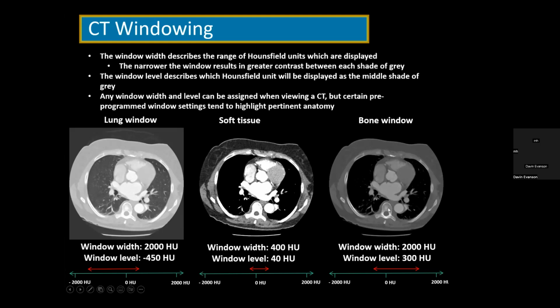And then if you want to see the bone cortex well, we put on bone windows. We're going to be centered on a higher number where we can get some good bony detail. So this is called CT windowing. We are just changing the grayscale.